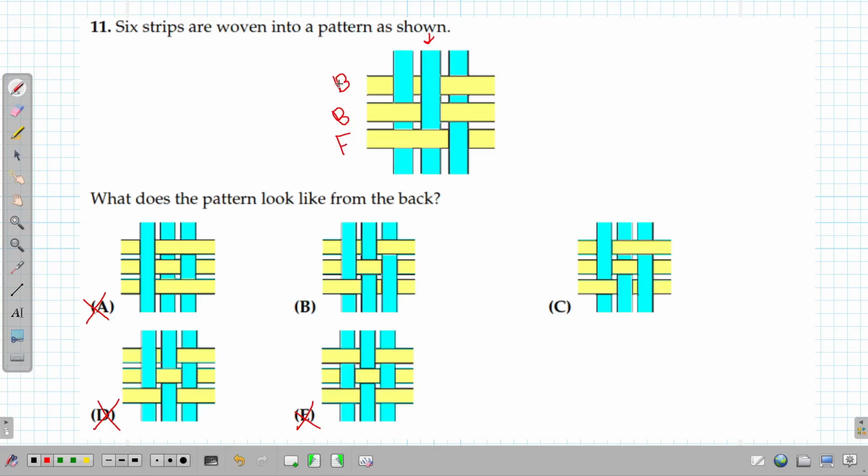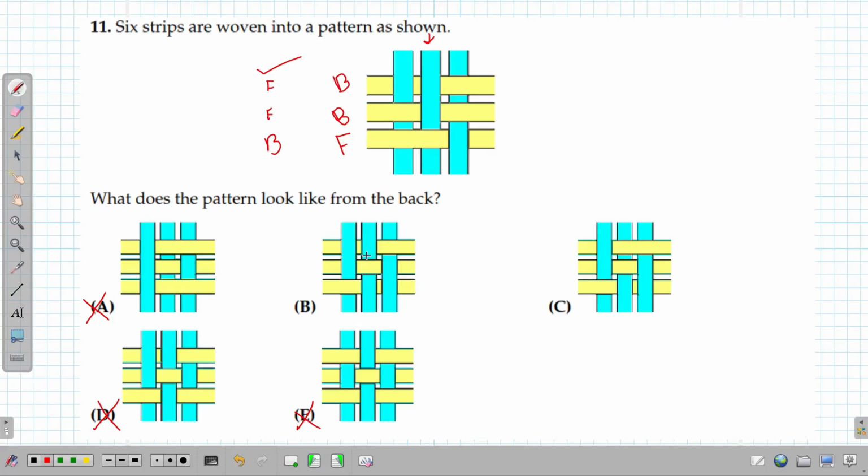So if we invert this, the B will become an F, the B will become an F, and the F will become a B. So this is our pattern. And the blue strip is in the middle, so the opposite of middle will still be middle.